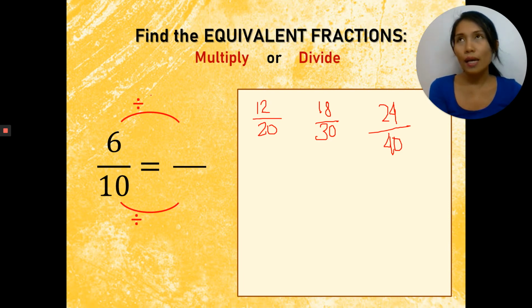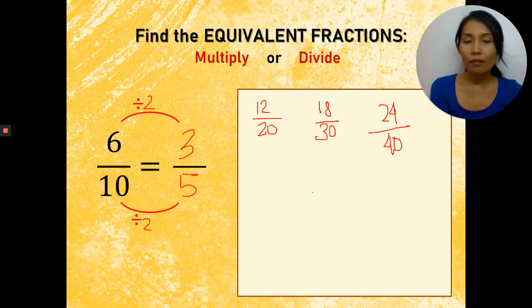So let's try to divide 6 divided by 2. Okay, why not 3? Can we try 3? Okay, let's try later on. 6 divided by 2 and then 10 divided by 2. 6 divided by 2 equals 3 and 10 divided by 2 is 5. So that means 3/5 is also an equivalent fraction of 6/10. Okay, so let's try 3. Can we use 3 here?